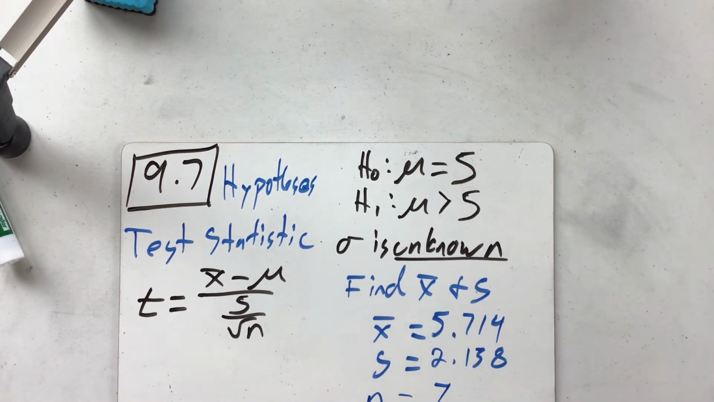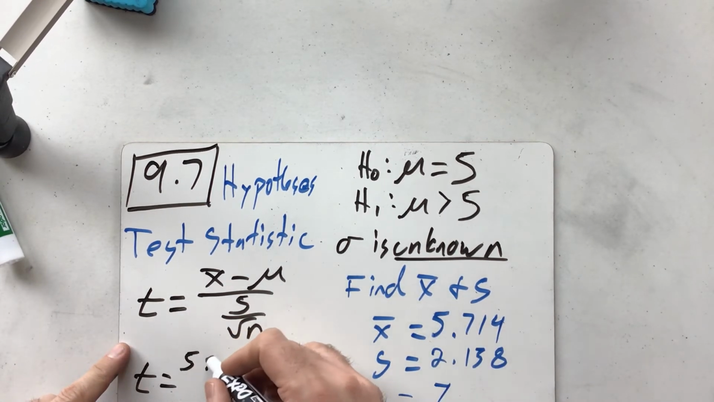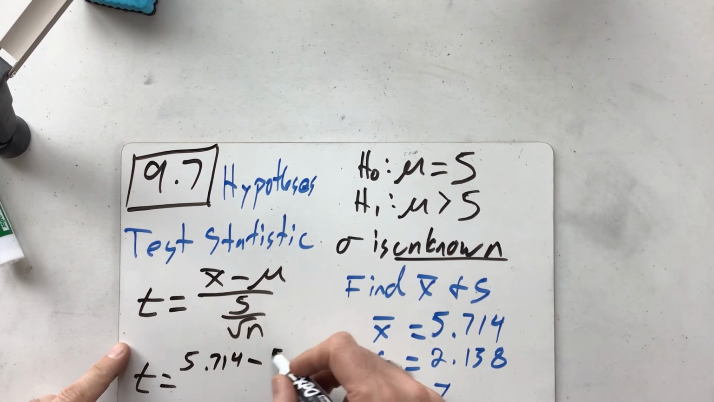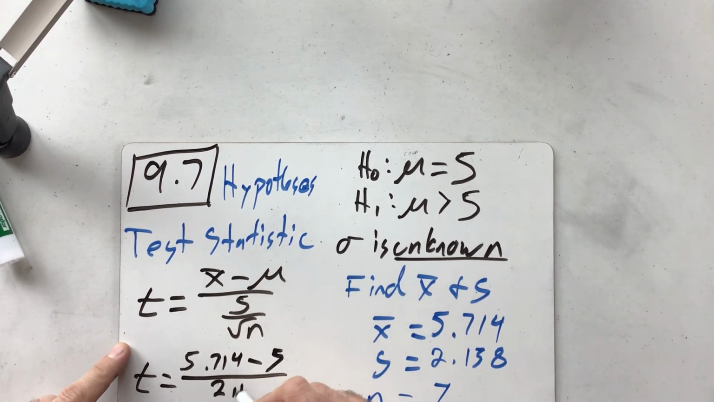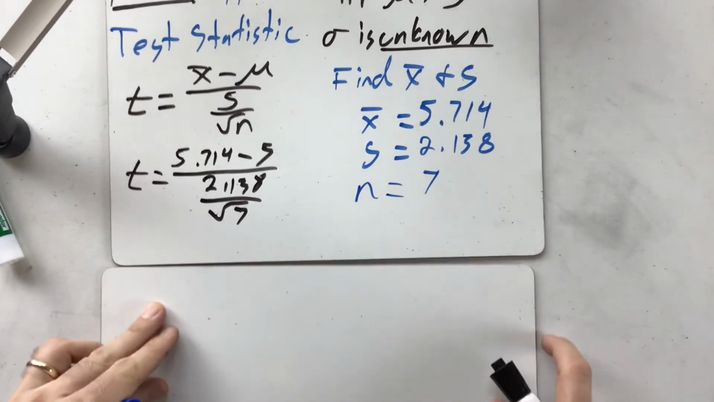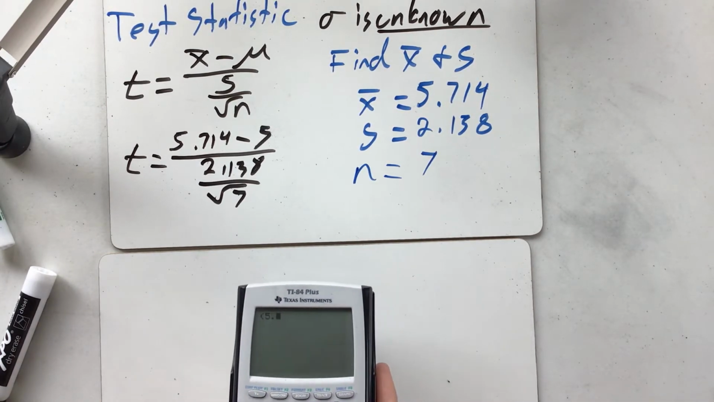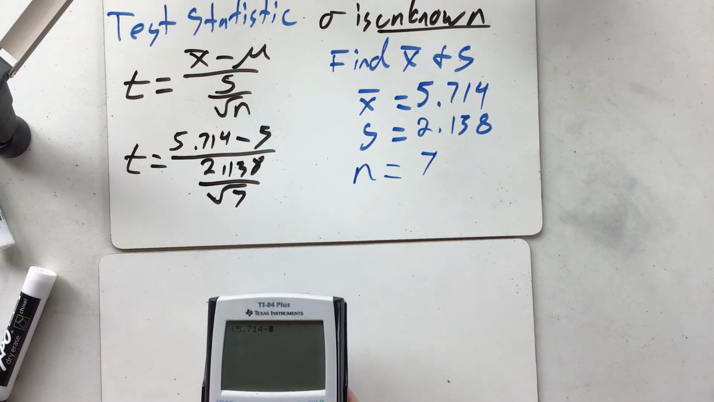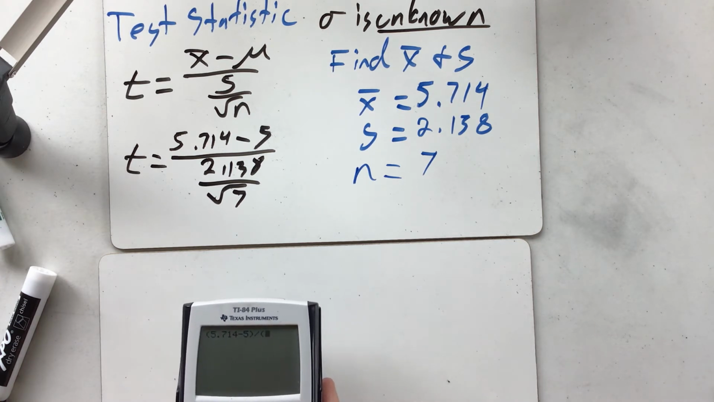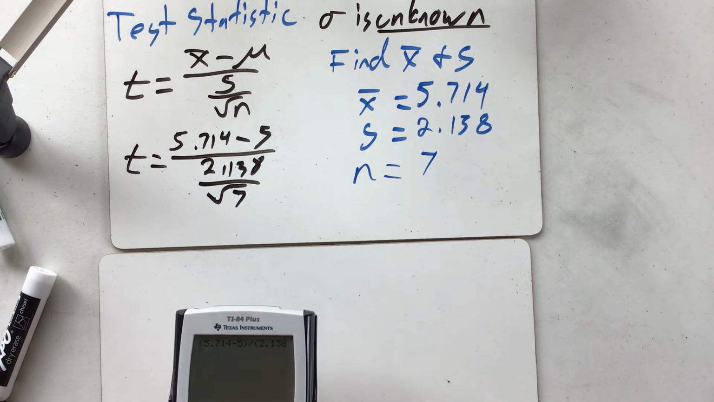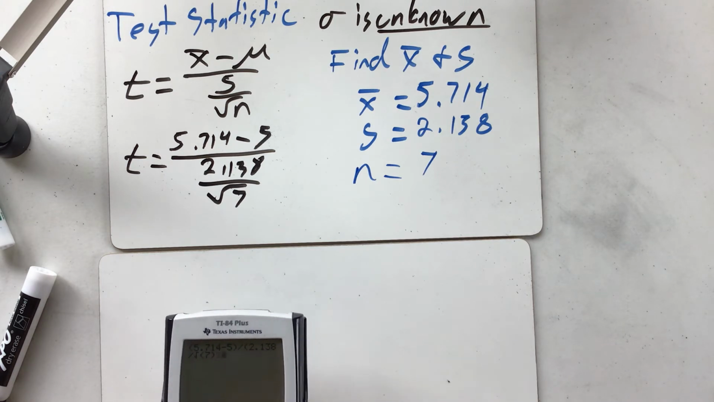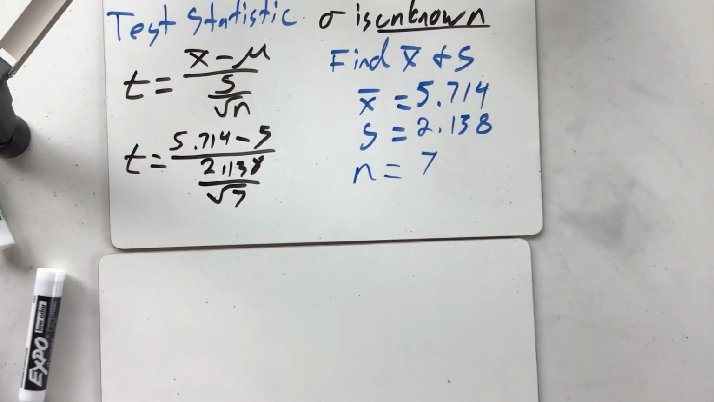So now I can calculate my test statistic. I just put all these numbers in my formula, divided by 2.138 over the square root of 7, and see what we get out. So let's type those in. Open parentheses, 5.714 minus 5, close parentheses, divided by open parentheses, 2.138 divided by the square root of 7. And I got 0.88 for my t value.